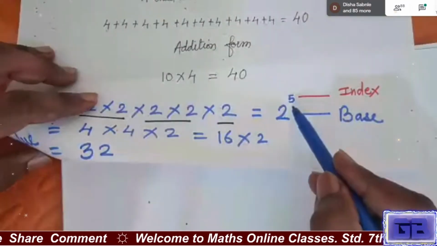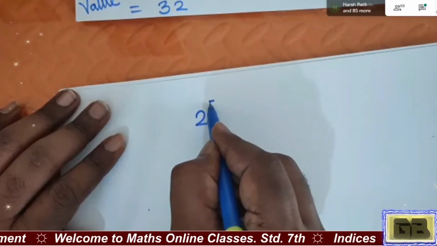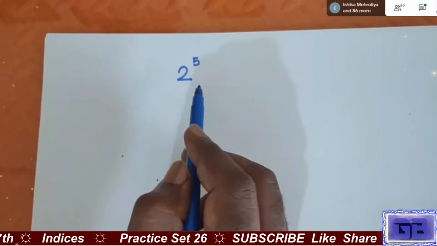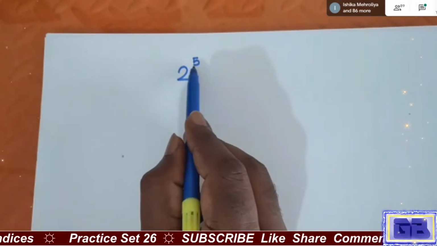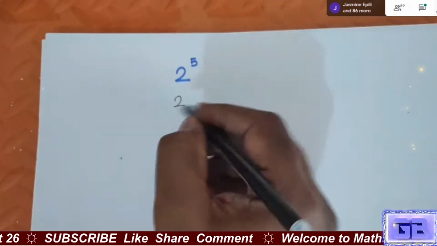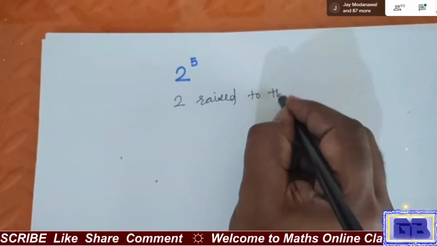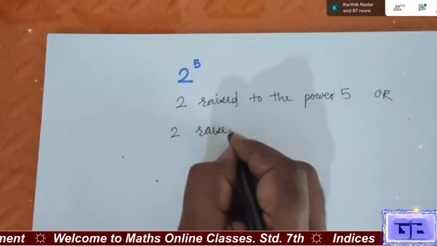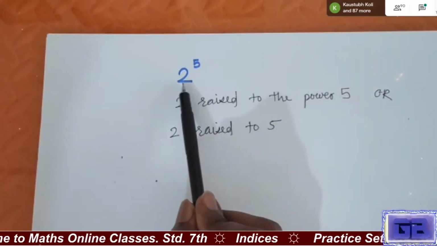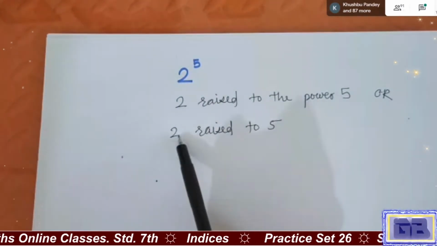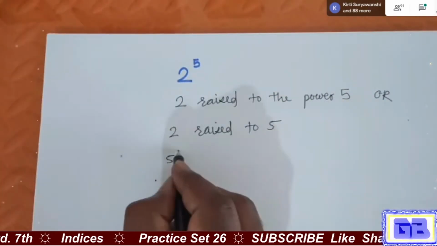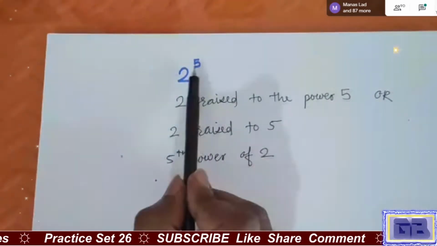Again, we will take the same example here, 2 and 5. This 5 is called the power. We read this as 2 raised to the power 5, or 2 raised to 5. Or we can also read it as the fifth power of 2. This is which power? It is the fifth power.